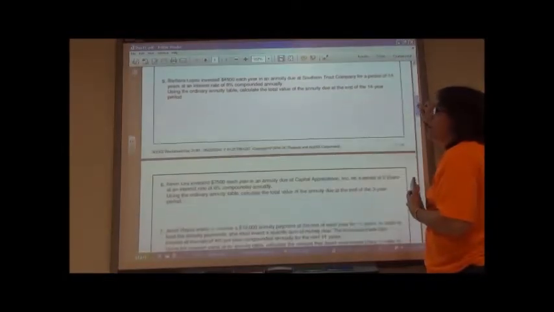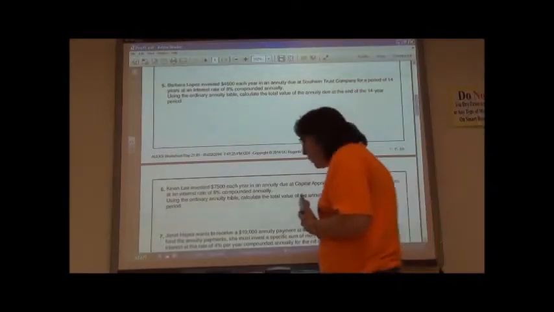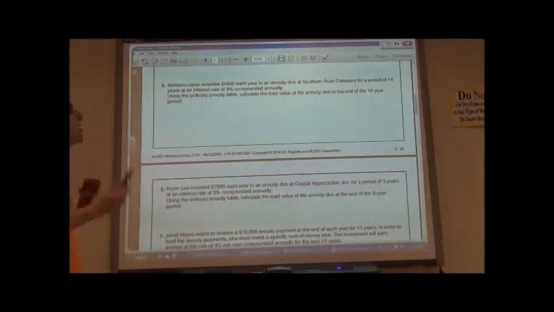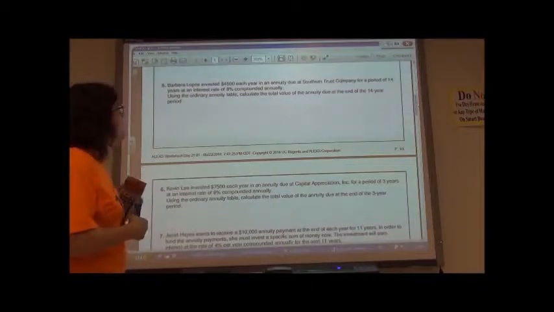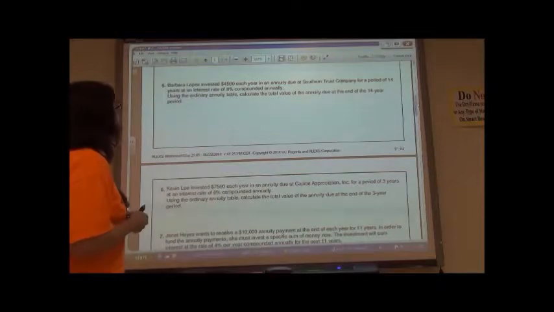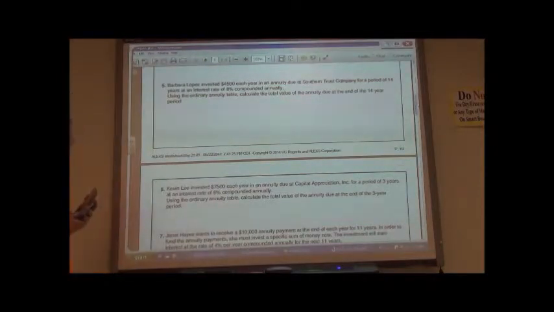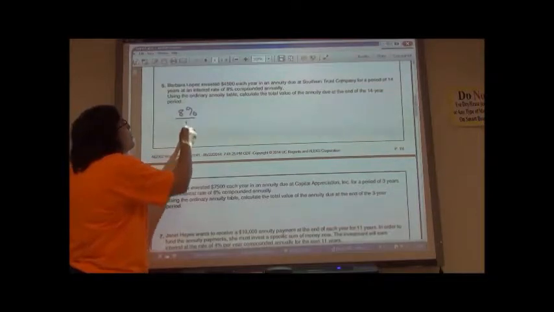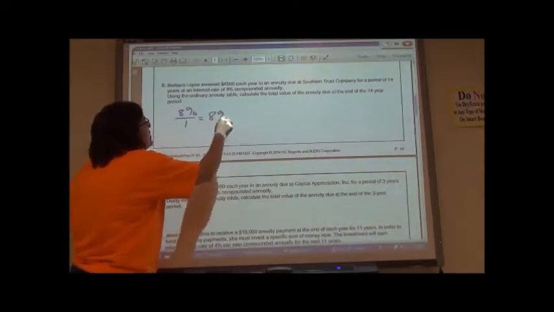So on number 5, again, we're going to do an annuity due. We're putting the payment in at the beginning, and we add that extra year's interest or whatever we're working with. In this case, again, it says compounded annually. So Barbara Lopez invests $4,500 each year in an annuity due for a period of 14 years at an interest rate of 8% compounded annually. So 8% compounded once a year. We're still going to use 8%.